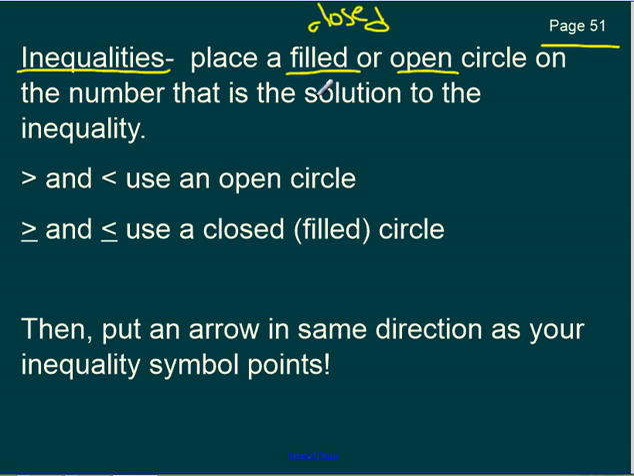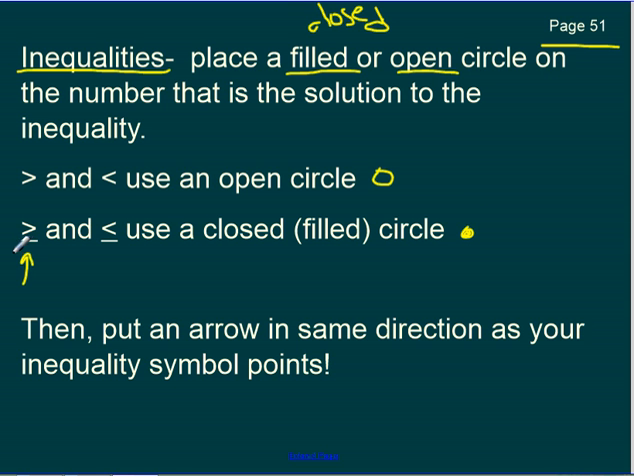Now, how do you figure out whether it's going to be closed or whether it's going to be open? The symbols greater than and less than, when they don't have that little line underneath, if it's just greater than or less than, you're going to use an open circle. If it's greater than or equal to and less than or equal to, you're going to use a closed circle. So you're going to put a circle and fill it in.